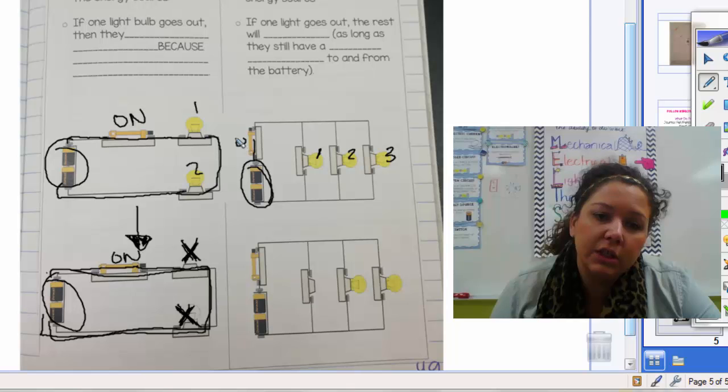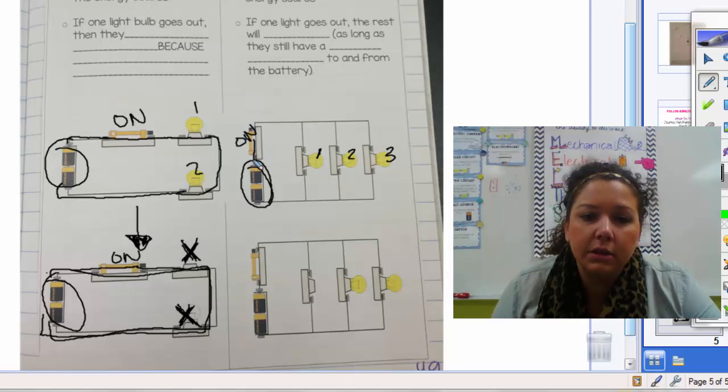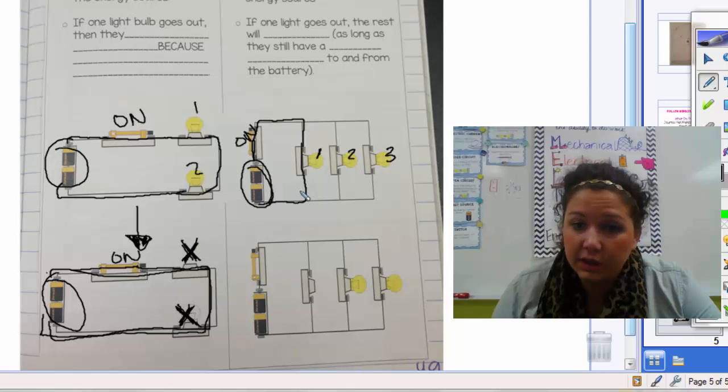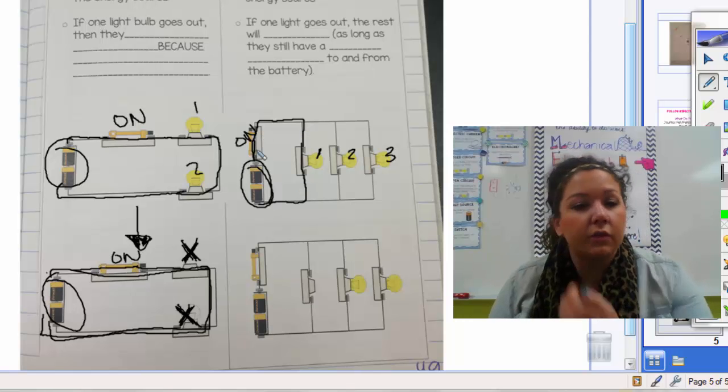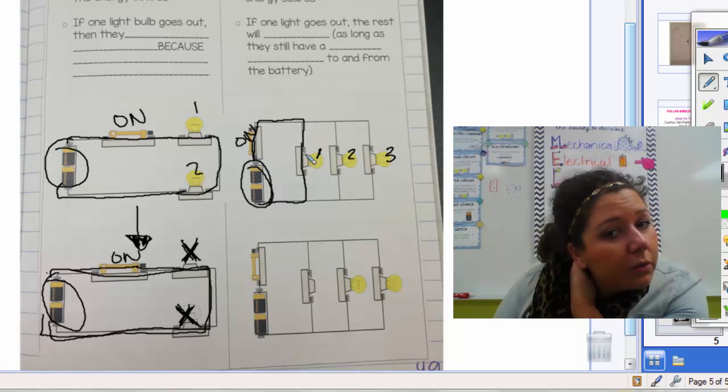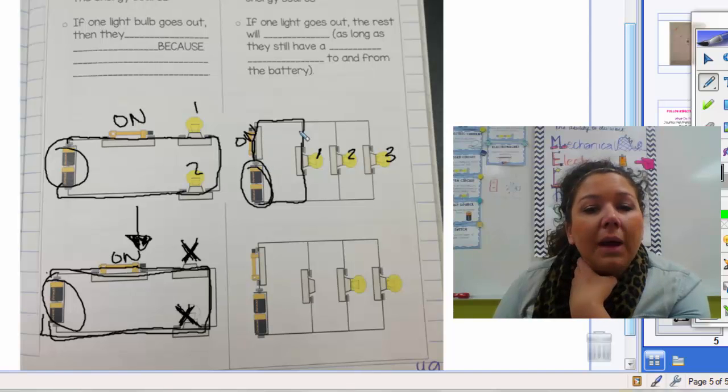My switch again is on, so I should always label that. I'm going to go just to light bulb 1. I go one end, I come around, and then I go back. Is everything connected? Yes. So if everything is connected, then light bulb 1 will be on. But notice the pathway is completely different. I haven't even hit light bulb 2 or light bulb 3, have I? One is on its own path.